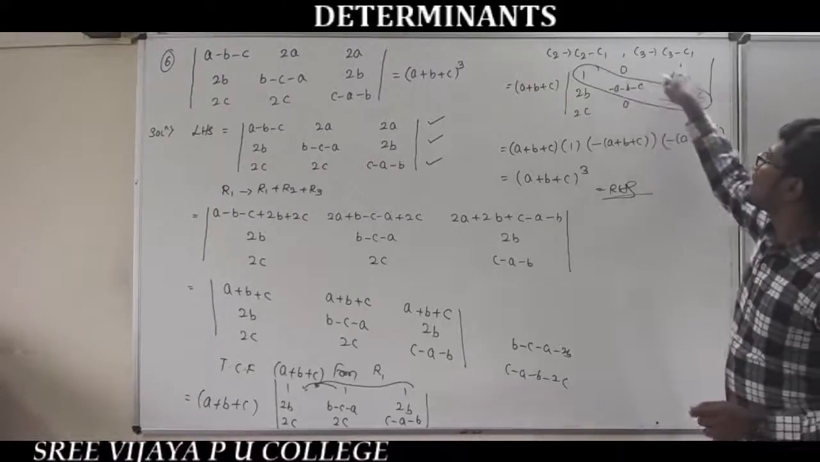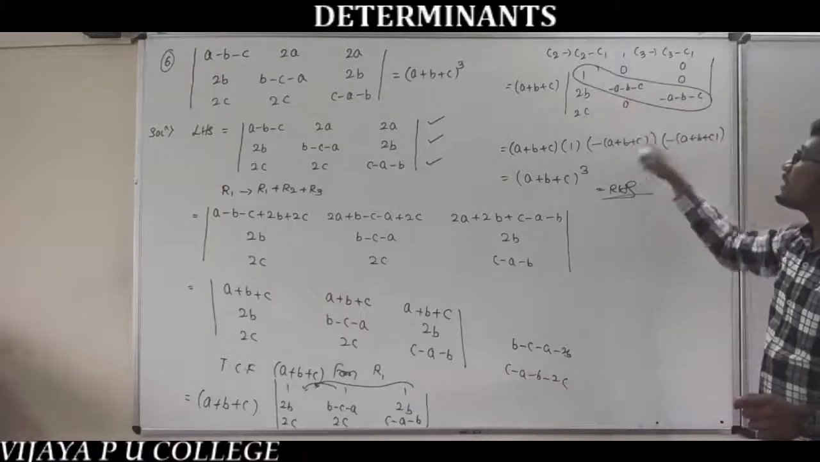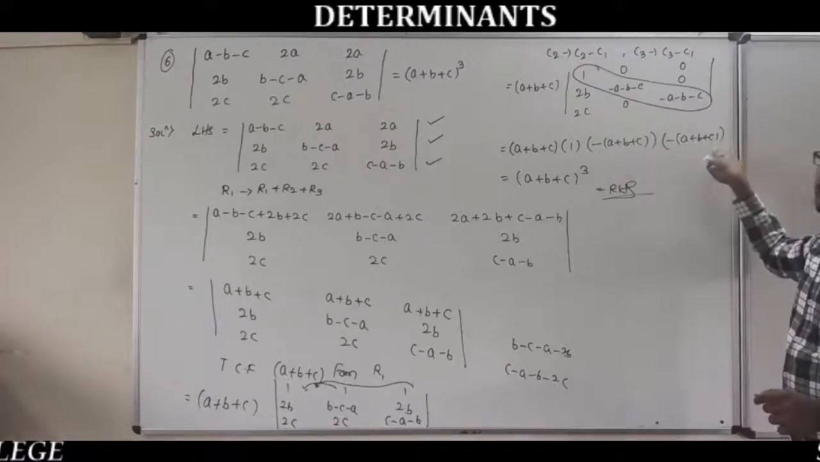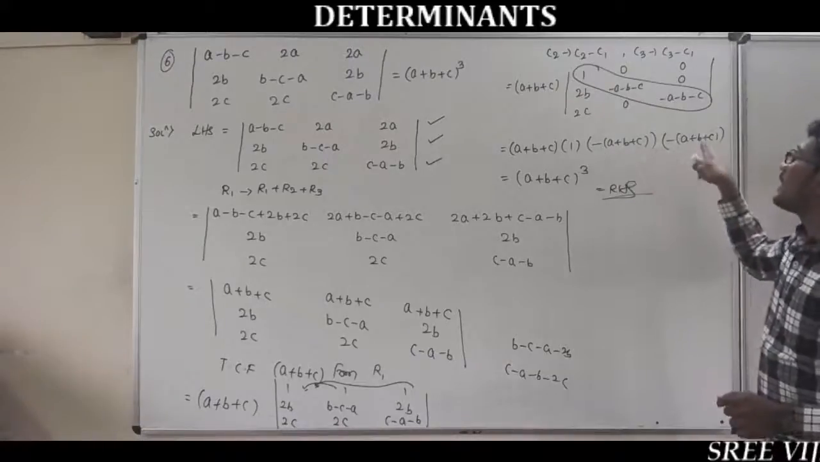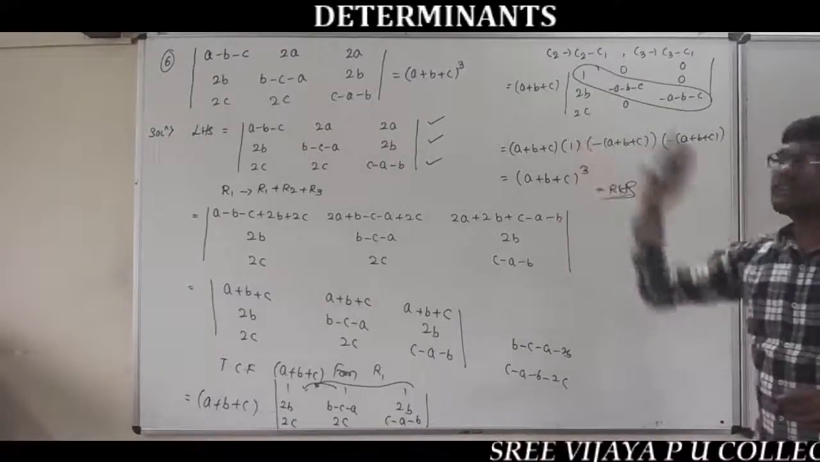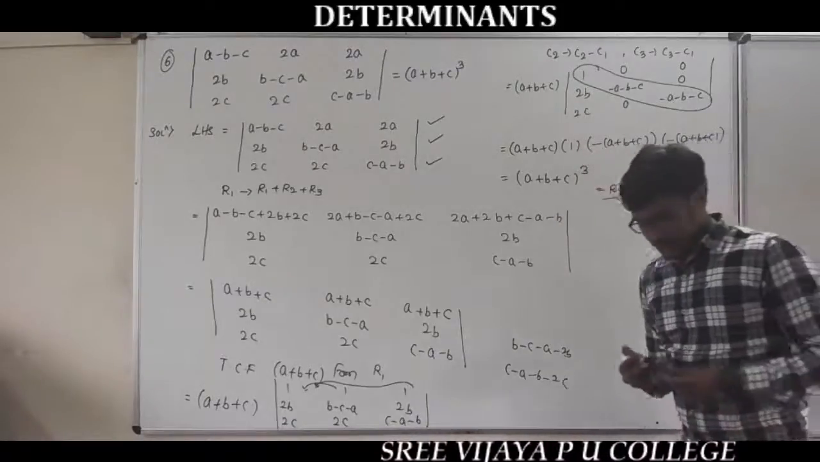Afterwards, above the principal diagonal all are zeros, which means you can multiply the principal diagonal elements. In these 3 minus will be common, in these 3 also minus will be common. So minus into minus becomes plus, a plus b plus c into a plus b plus c into a plus b plus c is a plus b plus c whole cube, that is the RHS. Okay, next one.